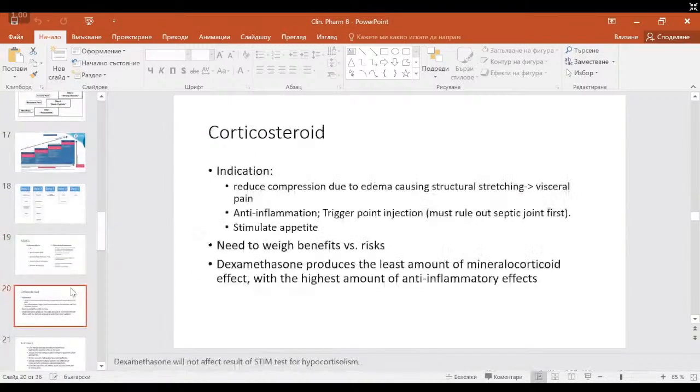Corticosteroids. Sometimes pain can be due to edema, and this edema can cause compression, which can lead to visceral pain, and also the edema can be due to inflammation due to different reasons, let's say osteoarthritis or other types of arthritis. And in these types of pain, corticosteroid application can help reduce the edema and the inflammation, and this can lead to a reduction in pain also.